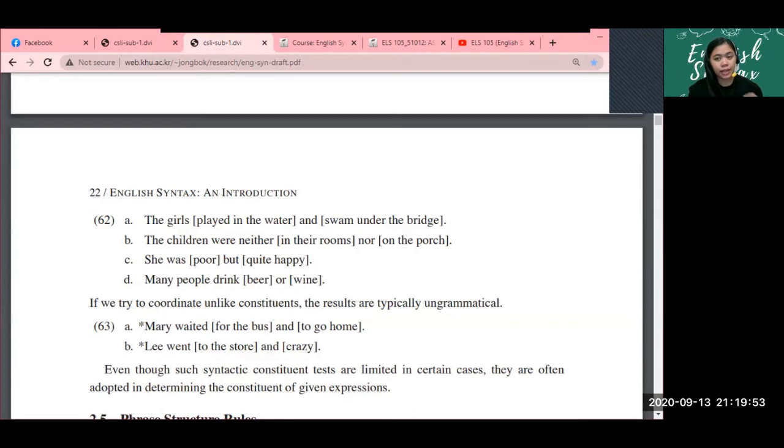For instance, in longer sentences where there are three or more constituents or phrases, you can identify which phrases are valid or acceptable if you can combine them, if and only if they have the same thought or are the same kind. For example, "The girl played in the water and swam under the bridge." These two are valid constituents because they are of the same category, which is verb phrase. They both start with a verb.